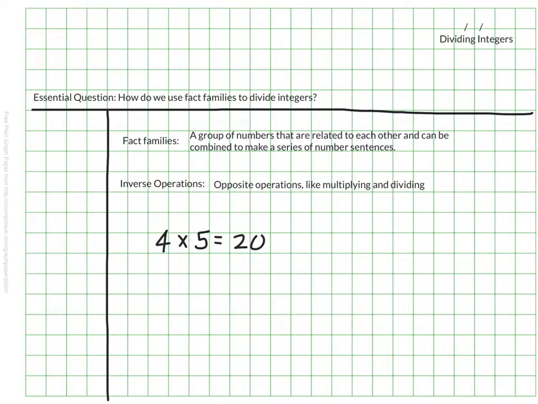So for example, if I have this fact family, 4 times 5 equals 20, I can also rewrite the numbers in this family as 5 times 4 equals 20. Or using the inverse operation, using division, we can also write 20 divided by 5 equals 4. Or even more, we could do 20 divided by 4 equals 5. So here's an example of a fact family, and we have these two inverse operations within this family. And using fact families will help us make a rule for dividing integers.